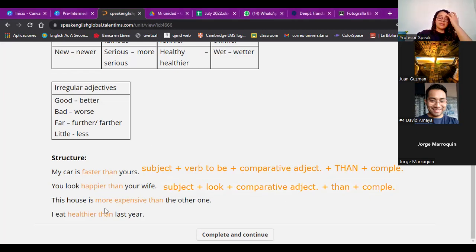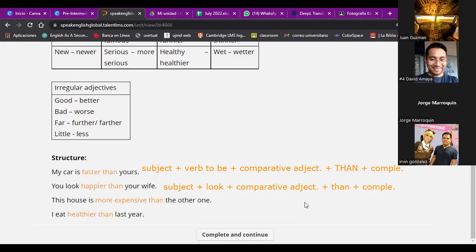Okay. All right. Then Jorge, read this one. The house is more expensive than the other one. Very good. So it is this same structure. Subject plus verb to be plus comparative adjective plus than plus complement. And Irvin, please read the last sentence. I eat healthier than last year. Very good. Over here, we do have a verb. Do you have any question? No.